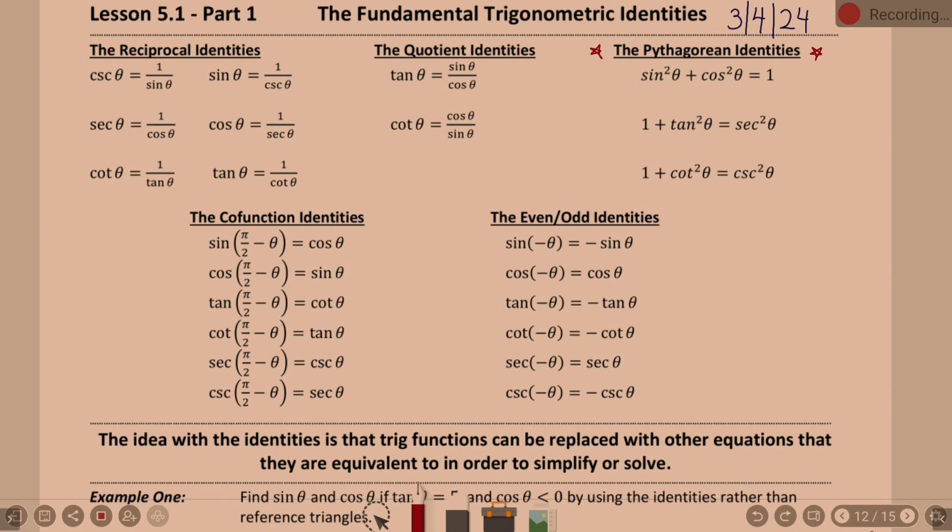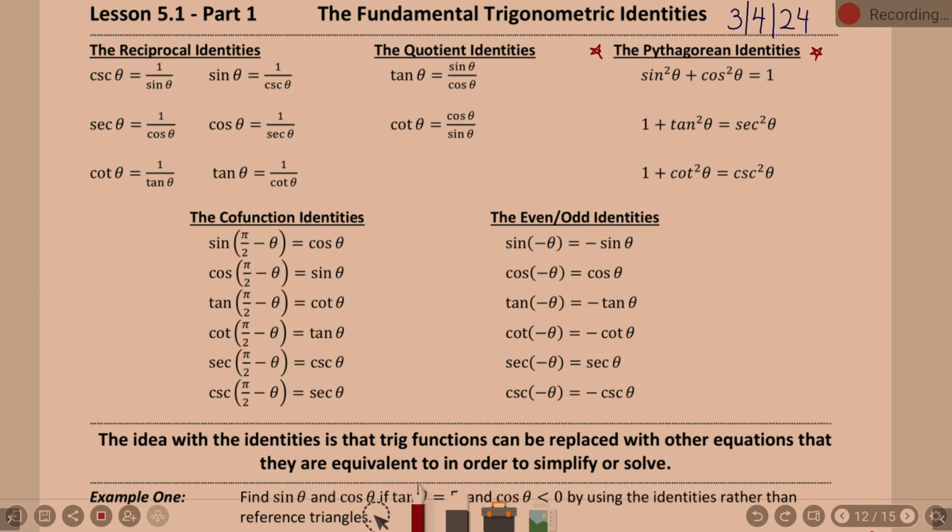And the idea with that one, if theta is some angle, and you plug it into sine and square it, plus plug it into cosine and square it, it will always equal 1, no matter what the angle is, as long as it's the same angle plugged in both places. We're going to use it more as a relationship, though. Okay, so there's that one. There's 2 others. 1 plus tangent squared theta equals secant squared theta, and 1 plus cotangent squared theta equals cosecant squared theta.